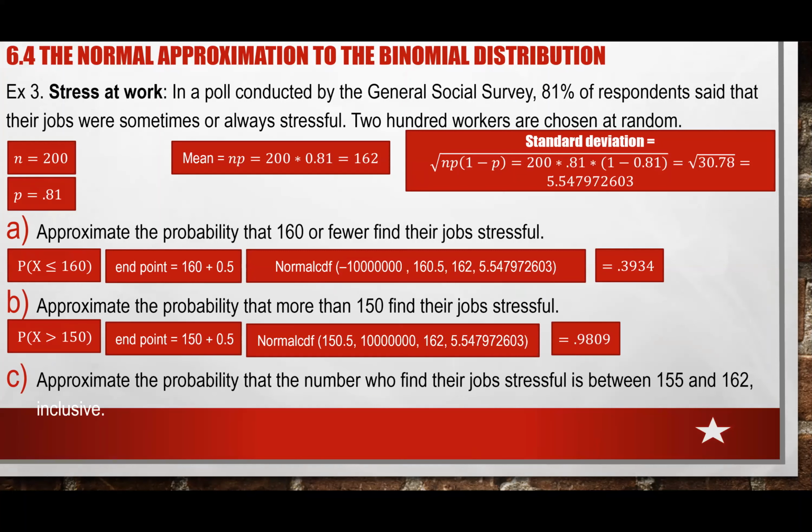Hopefully you see that this is very, very redundant. They can change the wording a little bit, meaning in A they can say fewer than, or in B they can say 150 or more. They can change that up. But the concept is the same: find the mean, find the standard deviation, adjust your endpoint, and put it in your normal CDF to find the probability, or the area under the curve. Any questions with A or B here?